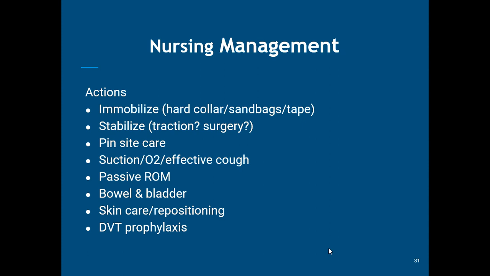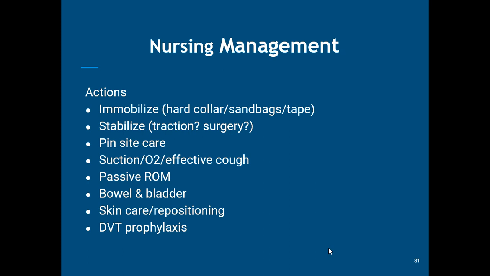Nursing management actions, so we're going to immobilize and stabilize. Those are priorities. We'll do pin site care. If they're having a hard time with respirations and clearing secretions, we'll do suctioning. We'll do oxygenation. We'll try to help them with effective coughing. So they might require us to do percussion therapy or to help them with clearing those secretions. We'll do passive range of motion to help with preventing contractures, that loss of muscle tone. We'll try to strengthen the unaffected muscles as best we can.